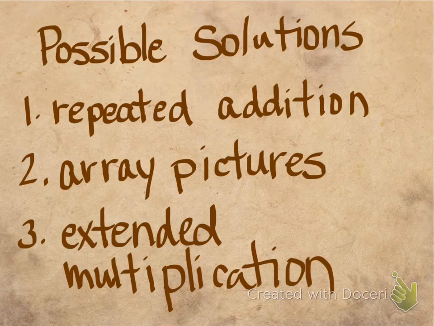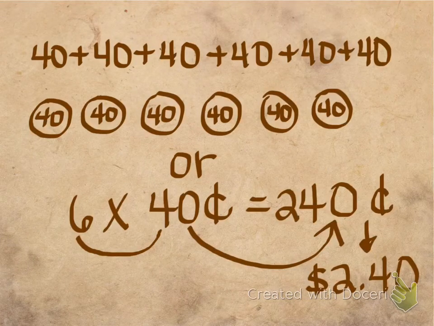Okay, our possible solutions, I did mention that you could use repeated addition. It's going to take you longer and you can eventually get to the answer, but you can use that if you're desperate and you don't know how to multiply. You can use array pictures, where we draw pictures in arrays, like if it were 3 times 4, you'd have 3 rows of 4, that kind of thing, if you don't remember what an array is. And then we can use what our lesson is about, which is extended multiplication.